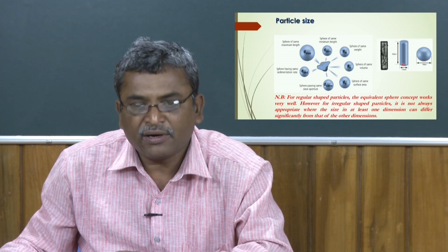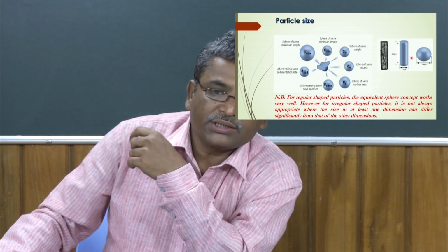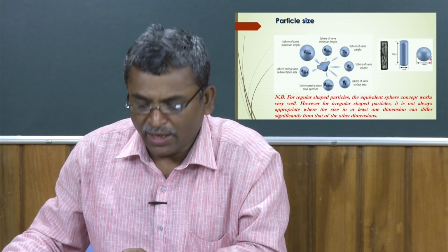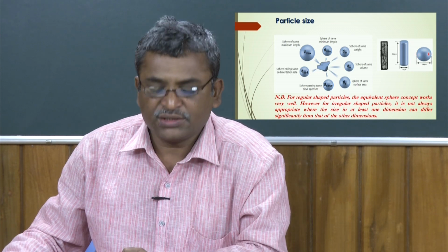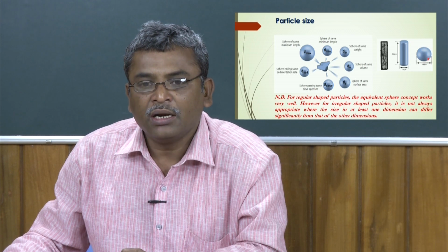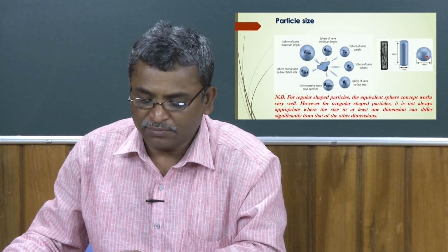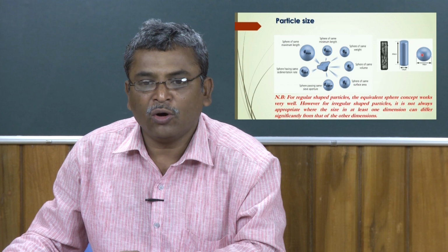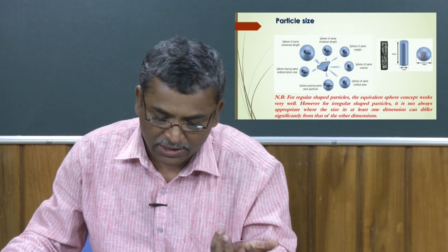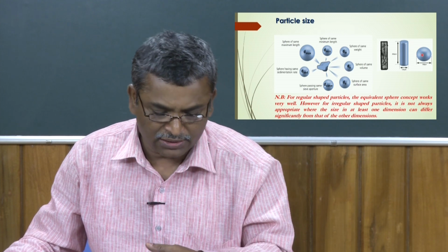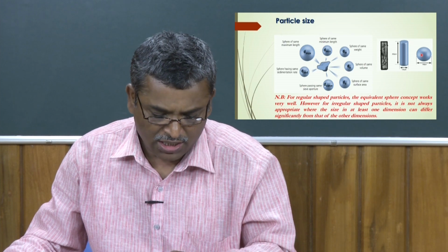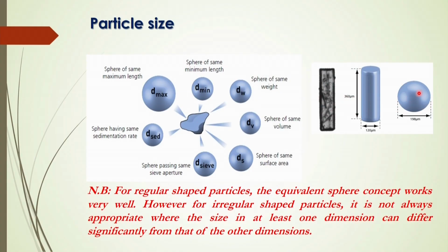So, all these different shapes of particles have to be converted to one equivalent sphere size, so what should be the diameter of the sphere? You can make it the same volume, or the same surface, or the same maximum length or minimum length, or a sphere having the same sedimentation rate. Using this type of concept, you can get the equivalent particle diameter.